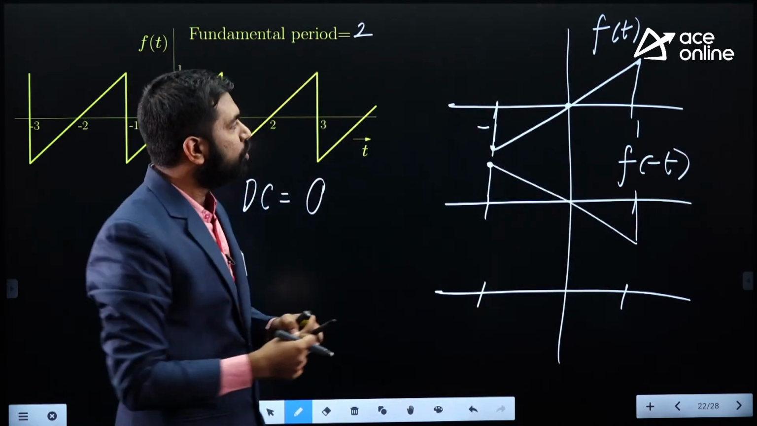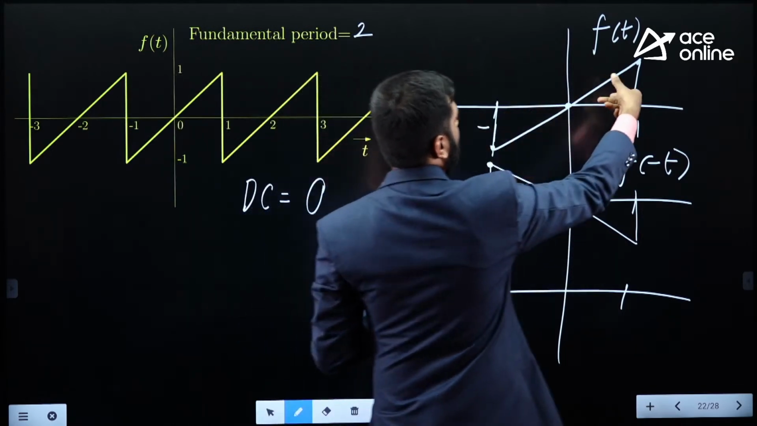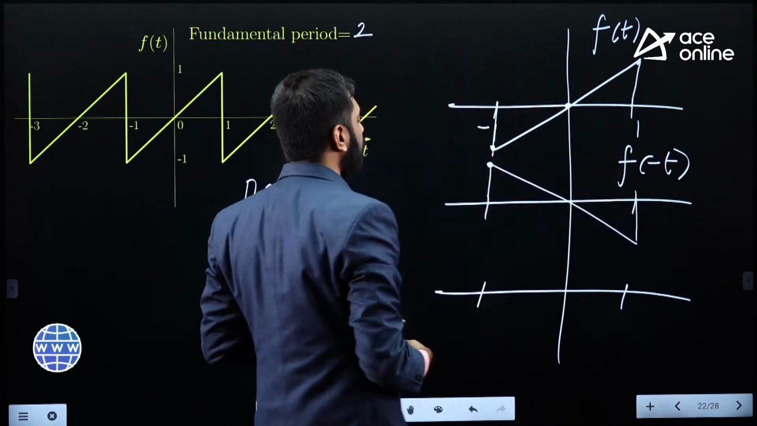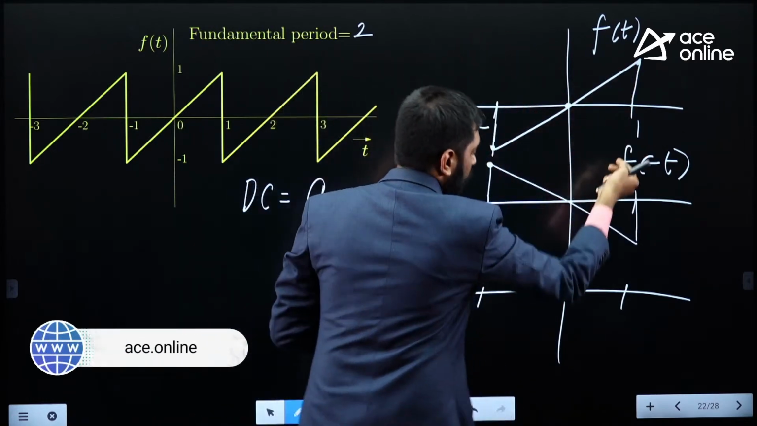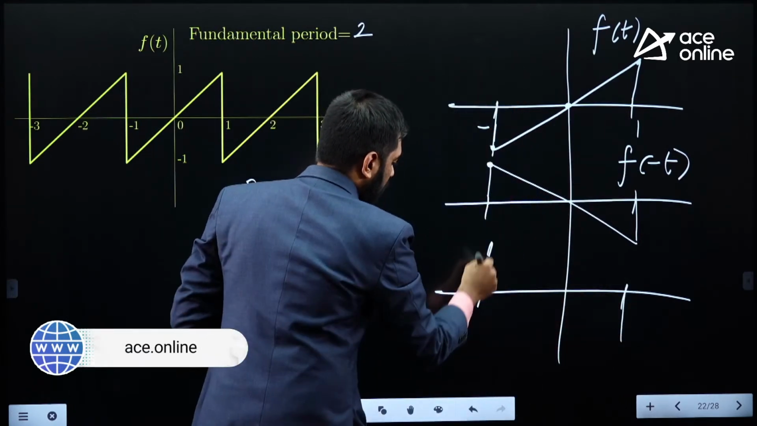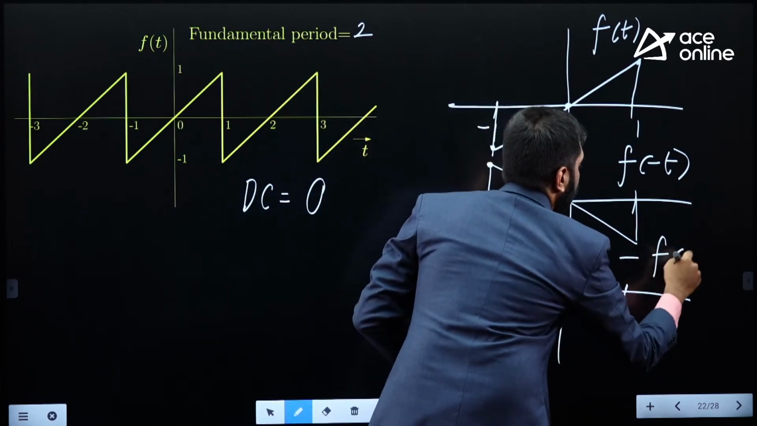What next? Let's also rotate this about the x-axis. If you rotate this about the x-axis, this goes down, this goes up. Okay. So how does this look? This goes down, so it's something like this, and this goes up, right? So it is something like this. So what is this? This is minus f of t.